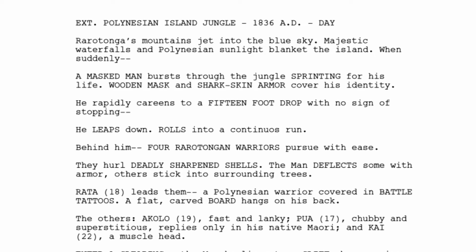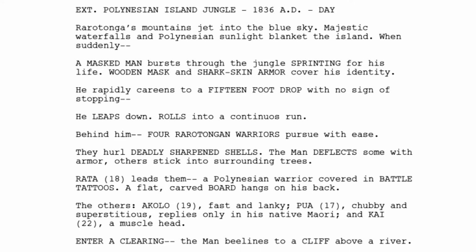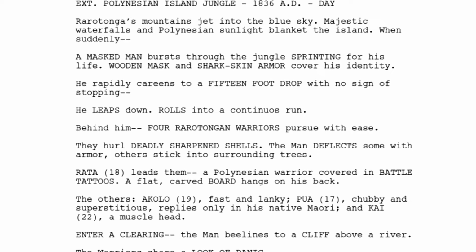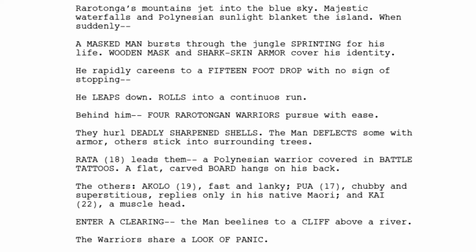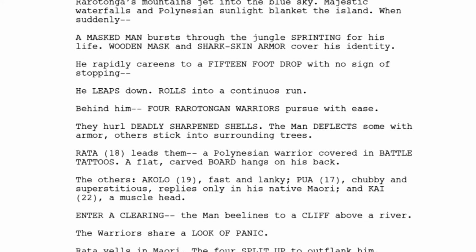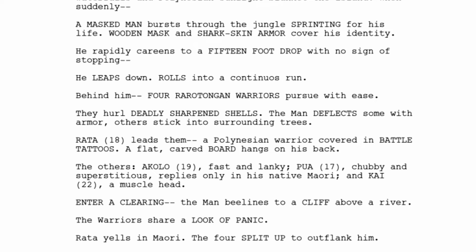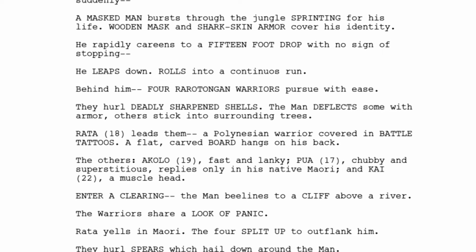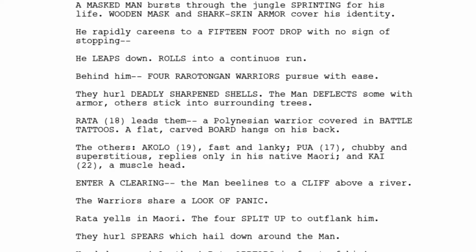Rarotonga's mountains jet into the blue sky. Majestic waterfalls in Polynesian sunlight blanket the island, when suddenly, a masked man bursts through the jungle sprinting for his life. Wooden mask and shark skin armor cover his identity. He rapidly careens to a 15-foot drop with no sign of stopping. He leaps down, rolls into a continuous run. Behind him, 4 Rarotongan warriors pursue with ease. They hurl deadly sharpened shells. The man deflects some with armor, others stick into surrounding trees.